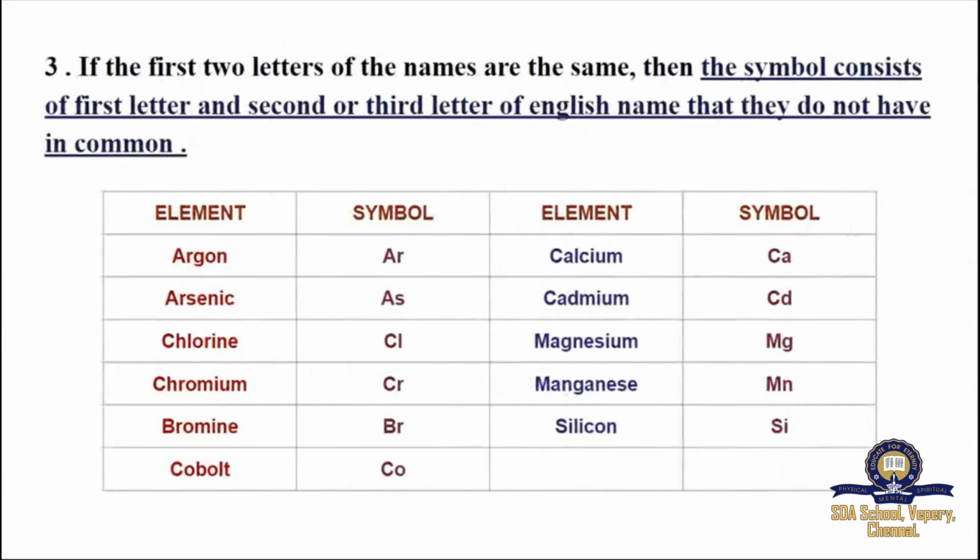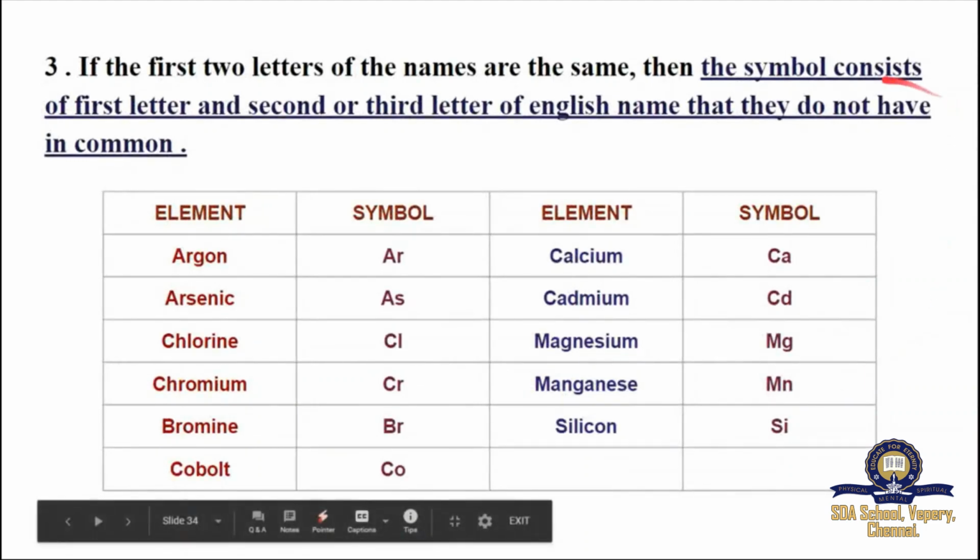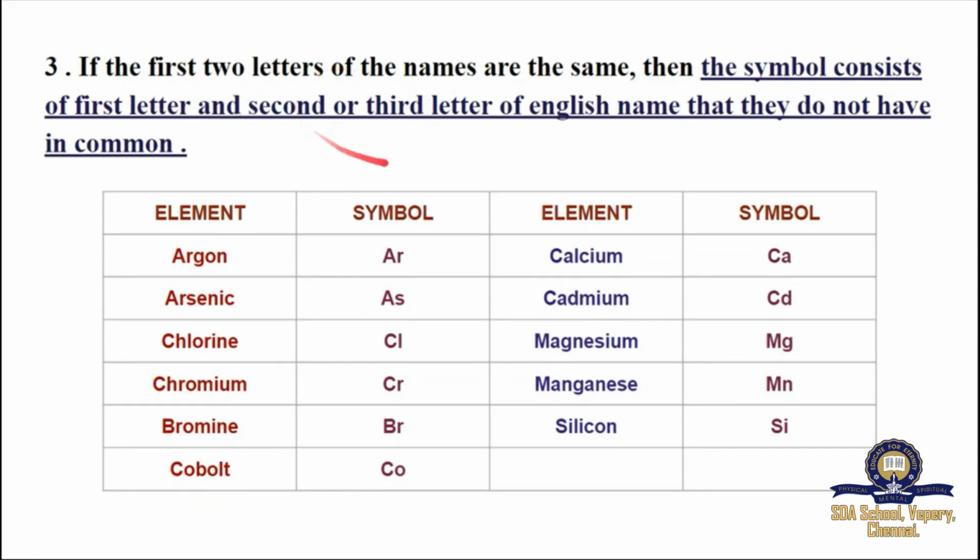If the first two letters of the names are the same, the symbol consists of the first letter and the second or third letter of the English name that they do not have in common. Let me see some examples. For the element argon, the symbol is Ar. For arsenic, the symbol is As. For chlorine, the symbol is Cl.